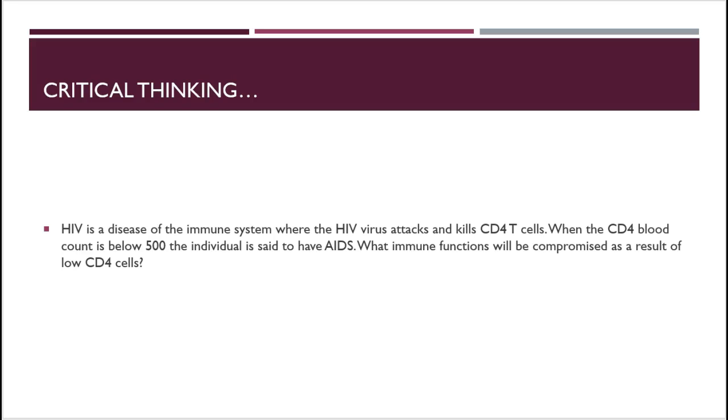Here's our critical thinking question. HIV is a disease of the immune system where the HIV virus attacks and kills CD4 T cells. When the CD4 blood count is below 500, the individual is said to have AIDS. What immune functions will be compromised as a result of low CD4 cells? So think back to those CD4 cell types.